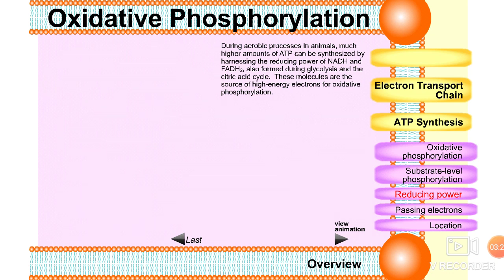During aerobic processes in animals, much higher amounts of ATP can be synthesized by harnessing the reducing power of NADH and FADH2, also formed during glycolysis and the citric acid cycle. These molecules are the source of high energy electrons for oxidative phosphorylation, and particularly under aerobic conditions in animals, most of the ATP is generated through oxidative phosphorylation only. Compared to substrate level phosphorylation, a much larger amount of ATP is synthesized through oxidative phosphorylation.